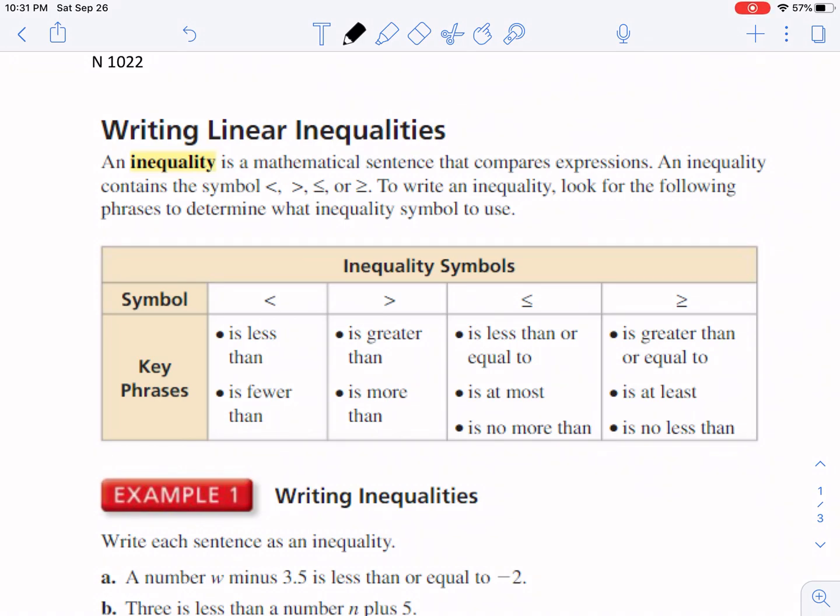Okay, so we're going to be talking about writing linear inequalities. And we know an inequality is just a mathematical comparison. We're comparing two expressions, okay? Like in the last video, we had x is greater than or equal to 2, and we're comparing all the numbers to 2 that make the statement true, okay? So we use the symbols less than, greater than, less than or equal to, and greater than or equal to.